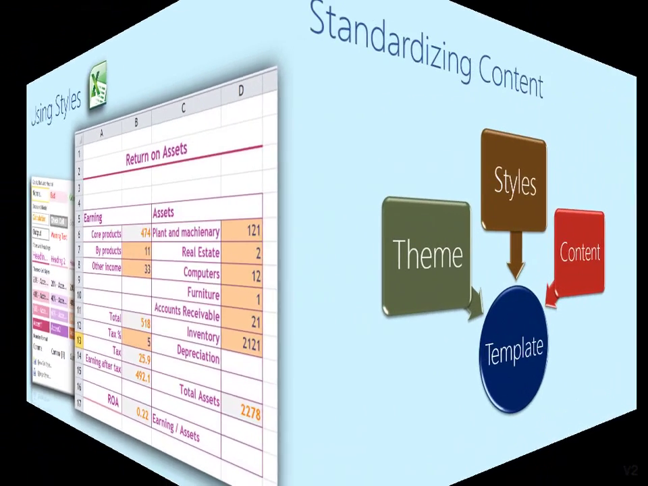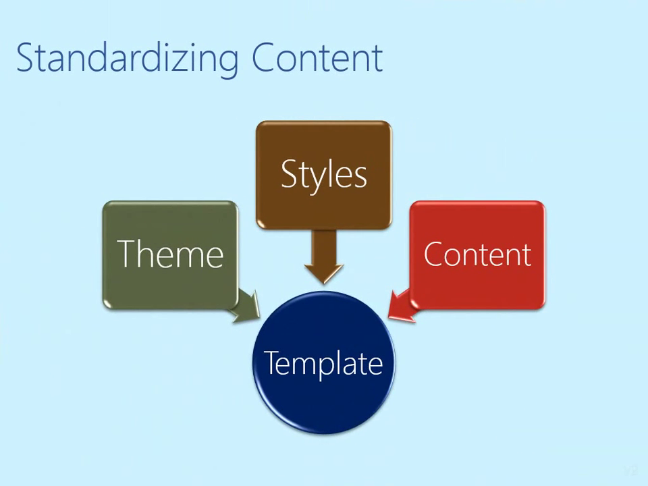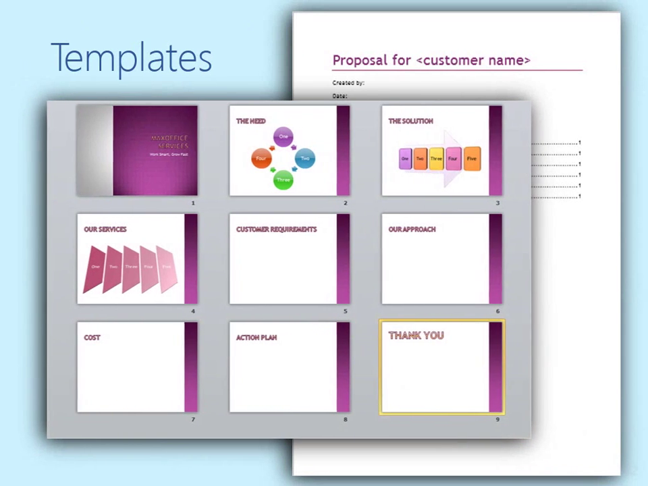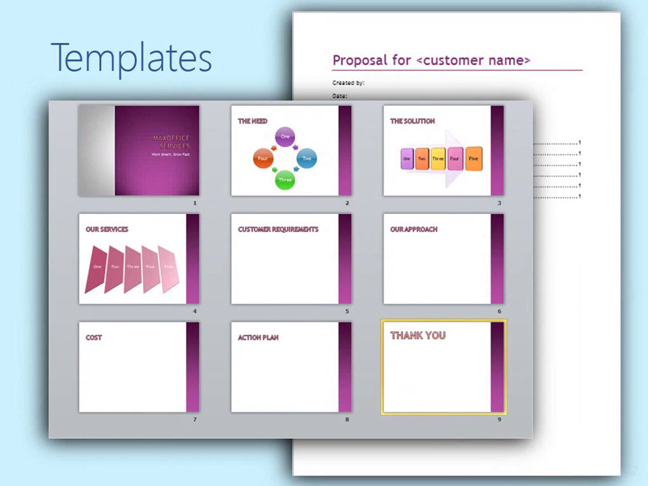Now you can create a set of styles and save them as a template. Customized templates can be created for specific business requirements. For example, here is a sales proposal template which provides key headings, table of contents, and branding pre-applied. Here is a PowerPoint template which has the right kind of visuals and key slides for you to create content easily.